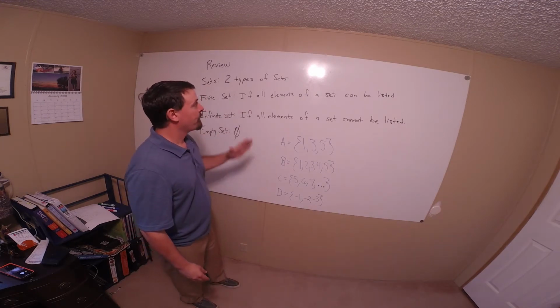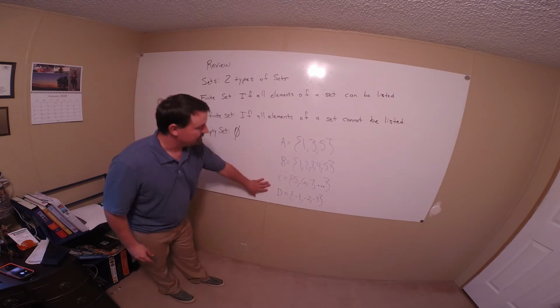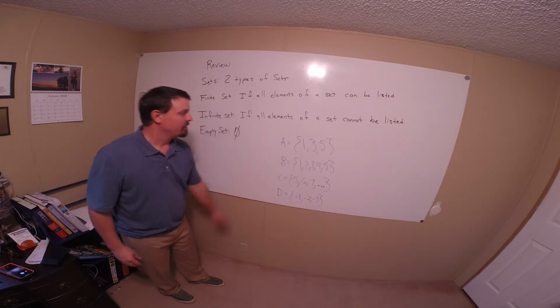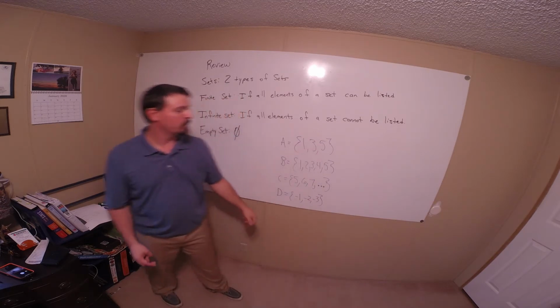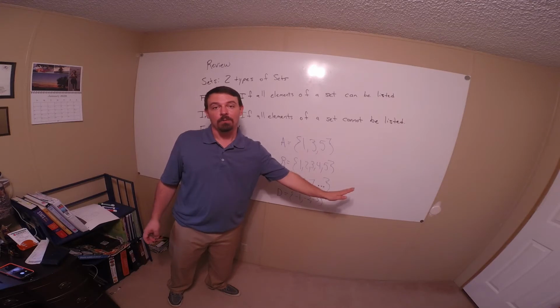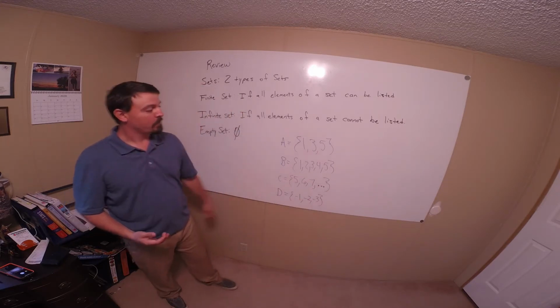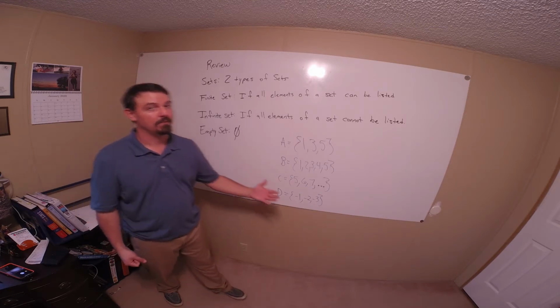Alright, now that we've got all that straight, I've got four sets written here: A, B, C, and D. Set A has a 1, a 3, and a 5. Set B has a 1, 2, 3, 4, and 5. C has a 5, 6, 7 onto infinity, so it keeps going up by 1 onto infinity. And set D is -1, -2, and -3.